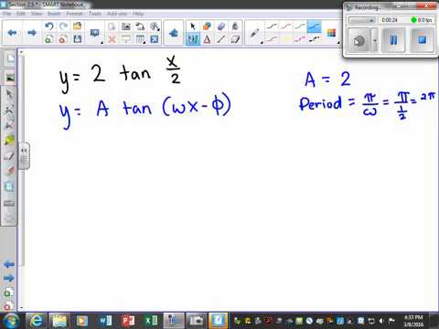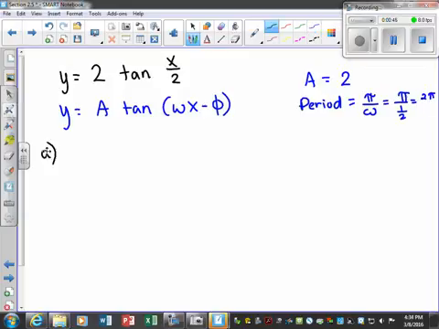Okay, just to note some of our information, our a is going to be 2, and our period, because it's a tangent function, is just pi over omega. Pi divided by 1/2 is just 2 pi. So an entire cycle is going to occur in 2 pi. Alright, let's first approach this by finding our asymptotes.